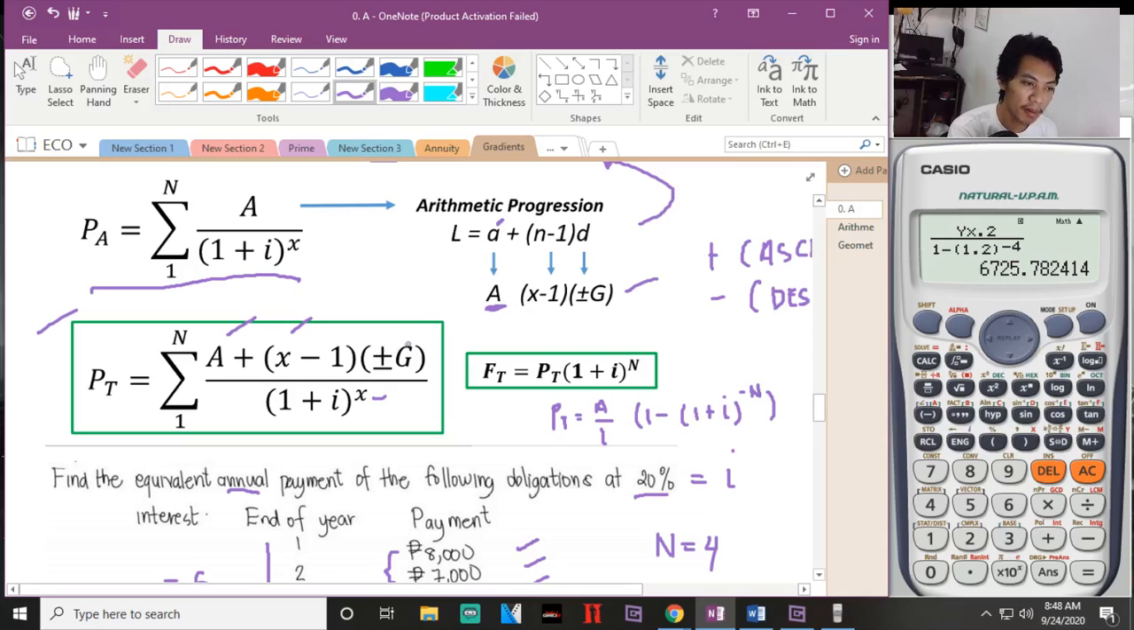Now, all you have to do is to recognize whatever is the gradient, if it is descending or ascending. Kapag ascending, plus. Kapag descending, minus. Okay? No other formula to memorize but these two. Gets? Tama ba? Okay? Kaya? Let's go with another problem.